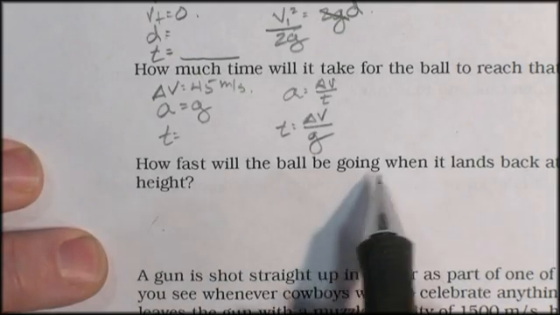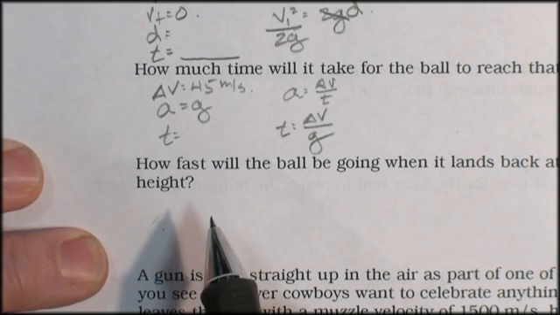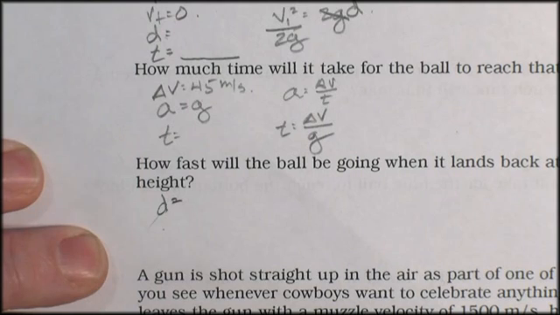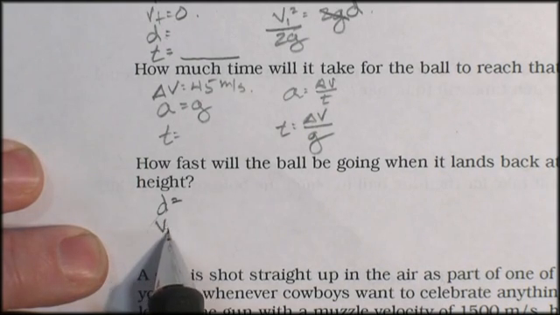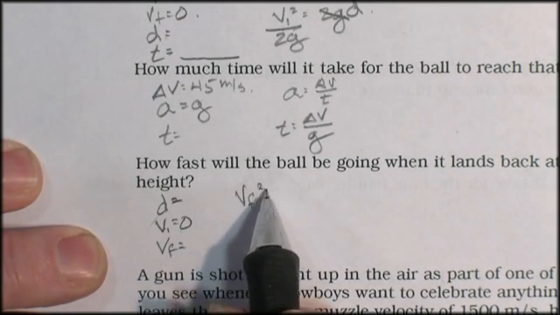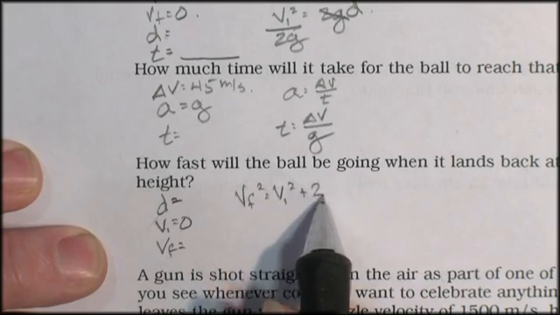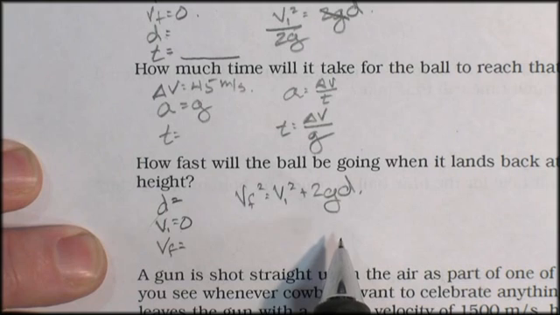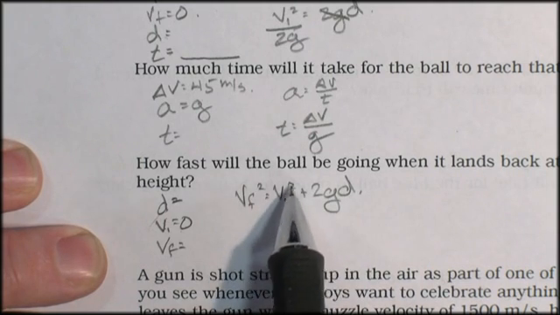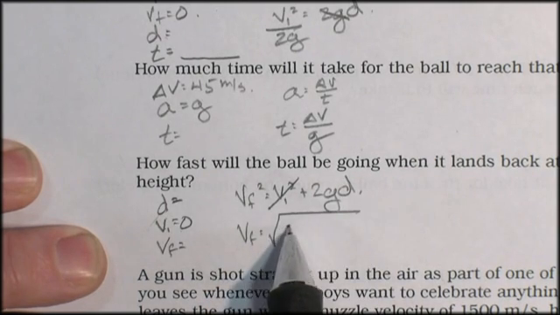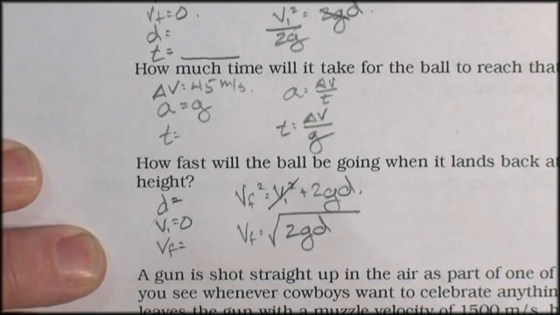And now this question, how fast will the ball be going when it lands back at the original starting height? Well, now we really need the information. We could do distance. We know velocity initial is going to be 0 because it's going to be at the top of its path. We're looking for velocity final. And look at this. Velocity final squared equals velocity initial squared plus 2 acceleration times distance. We know distance from the first part of the problem. We know acceleration due to gravity. Initial velocity is 0. And so velocity final would simply be the square root of 2 acceleration times distance.